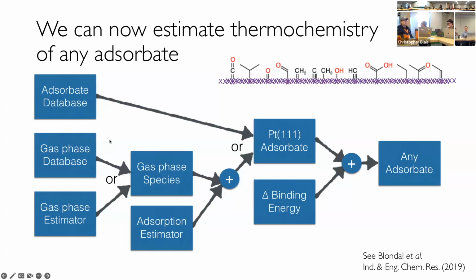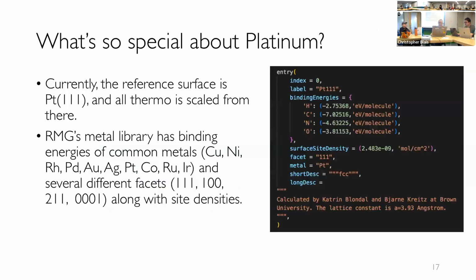But if we have an unknown molecule, we can take gas phase estimation using group additivity, estimate the thermo for that species, and then apply our adsorption corrections and adsorb the gas phase molecule to the surface. And then if we're doing it on a metal other than platinum, we can change it using the linear scaling relationships.